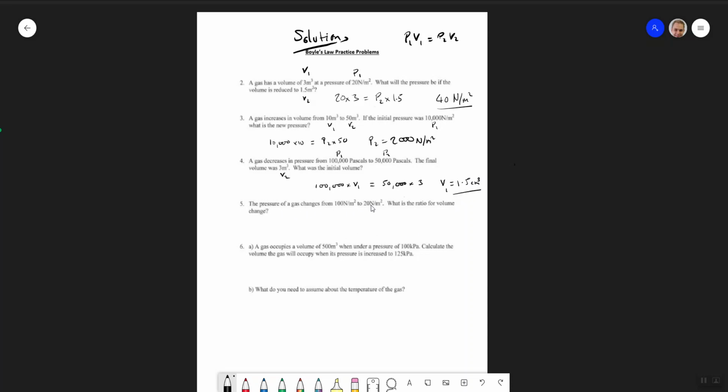Pressure changes from 100 to 20. What is the ratio for the volume change? Okay, so if we think about that, if we just do P1 V1 equals P2 V2, so if we do P1 over P2 would equal V1 over V2. So that's the ratio of the volume change. And we've got 100 over 20, so it equals 5. Okay, V2 over V1, sorry, my bad. Done that wrong with that.